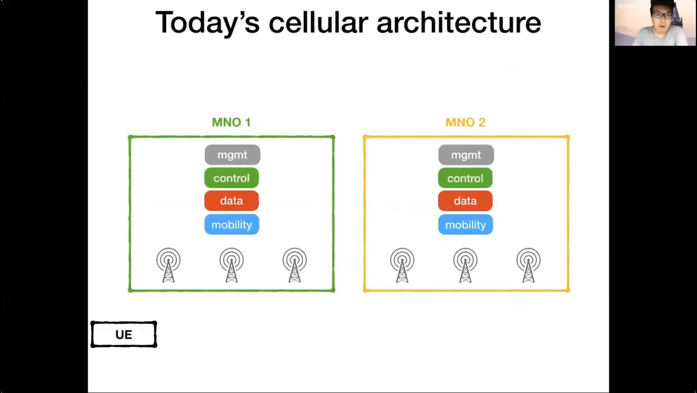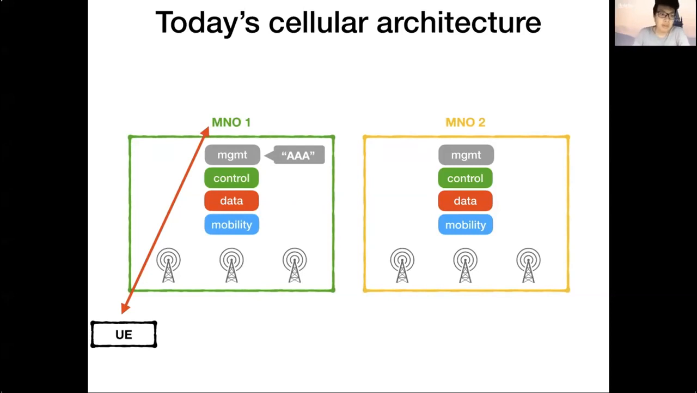In this example, we have two operators, both of which have large deployments. Let's now walk through an example of how today's users use cellular service. Before the user can obtain any cellular service, the first thing they need to do is to sign up with one of the operators and establish a contractual relationship with it. Such a pre-established trusted relationship allows the operator to be responsible for a set of user management functions such as AAA, authentication, authorization, and accounting.